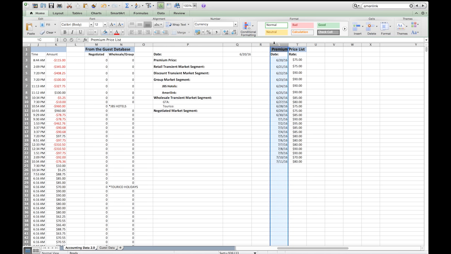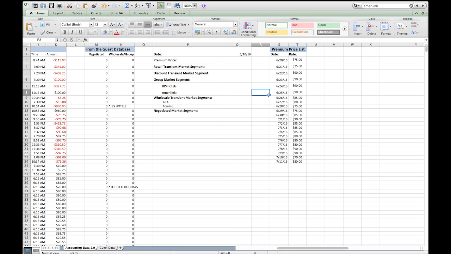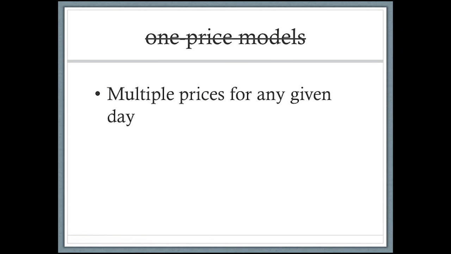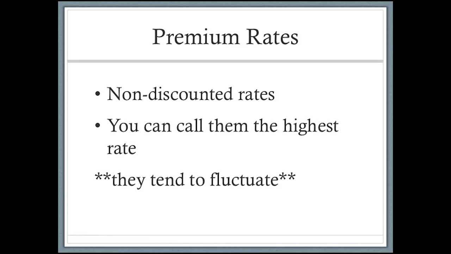Now, the second thing I want to cover before we start is this price list. So quiz, are these the only prices for each date? If you said yes, I'd smack you in the head because they're not. It would just go against everything I talked about in the previous video. Because remember, we don't want one price models, right? The whole point of having different market segments is that we can take advantage of their different price sensitivities and have different price points. Now, these numbers though, what they are is they're my retail rates.